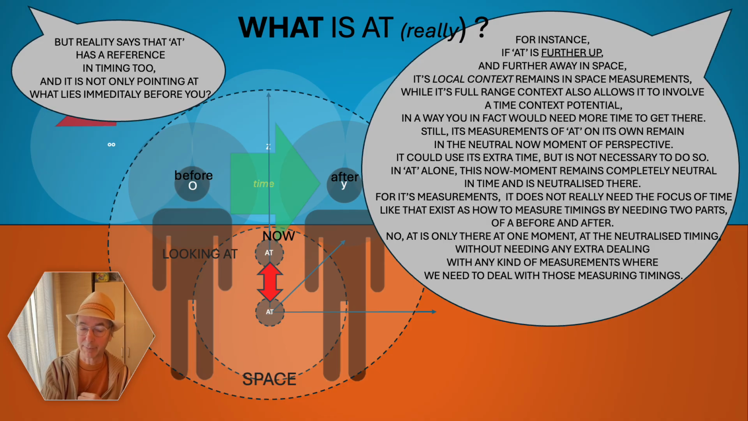The perspective is in space. The now moment is actually the most neutral time-based moment, because it's still in one point. It doesn't need a before and after for its measurements. It does not really need the focus of the time element, of the 1-2 element, that exists to measure timings. Here we're measuring focus. The one focuses, the two focuses, or the timing needs always these two parts, the before and after, and then it's going to calculate some logic from there.